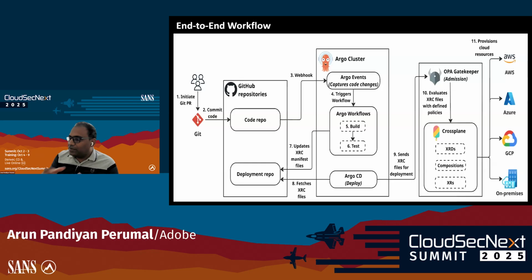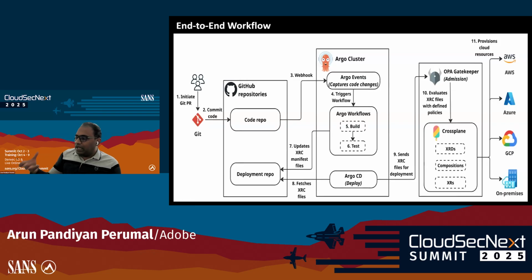Under the Argo Workflows, we have build and test. The build process collects the inputs from the values.yaml file and builds the XRC, or what we call Crossplane composite resource claim files, and then uploads those composite resource claims onto the deployment repo. Now Argo CD picks those XRC files for deployment on the Crossplane cluster. Argo CD fetches the XRC files from the deployment repo and sends them to the Crossplane cluster, where we have the OPA Gatekeeper and then the Crossplane install.